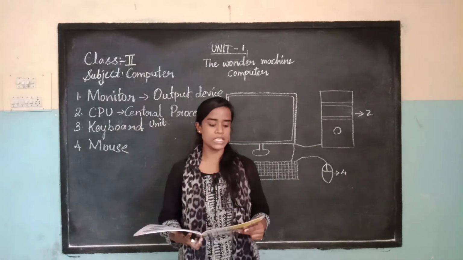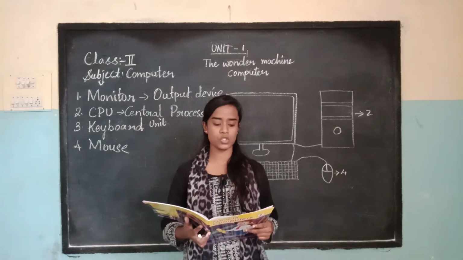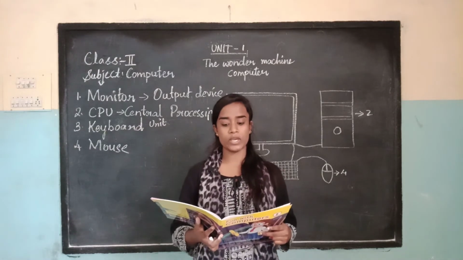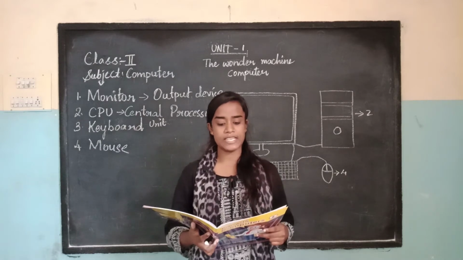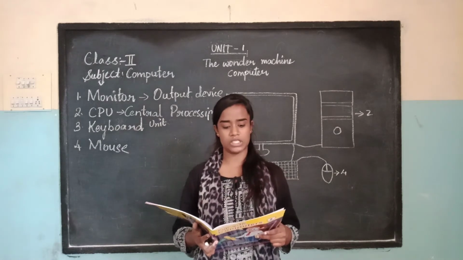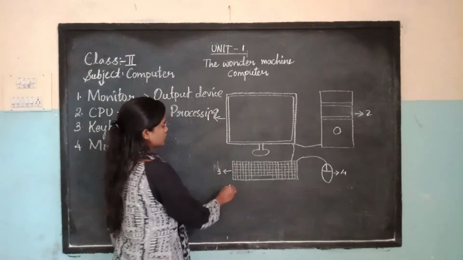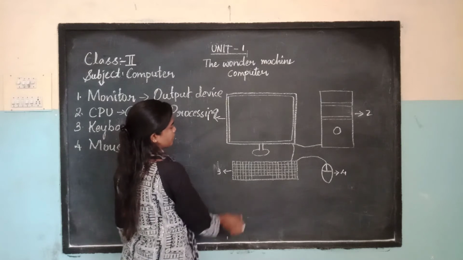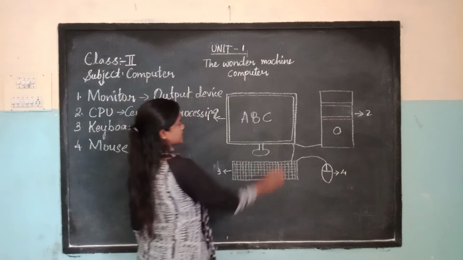Now keyboard. This is a part of a computer, looks like a typewriter. It is used to type alphabets, numbers and other signs which are marked on every key. If you press any key, its impression appears on a monitor. Keyboard is an input device. You have seen the keyboard, right? Whatever you type, that impression will appear on the monitor screen.